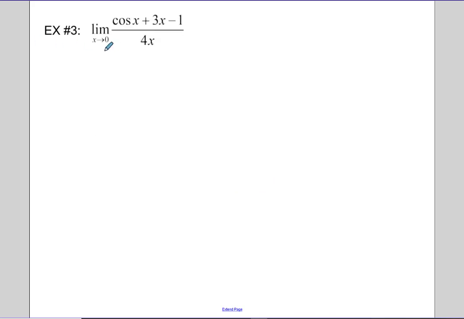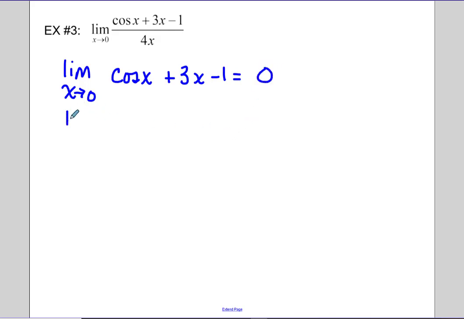For example 3, showing the same approach as example 2, we want to check the limit at 0 of the cosine of x. So the cosine of 0 plus 3 times 0 minus 1 is going to be 1 plus 0 minus 1 for 0. And the denominator, obviously, the limit of 4x at 0 is also 0.